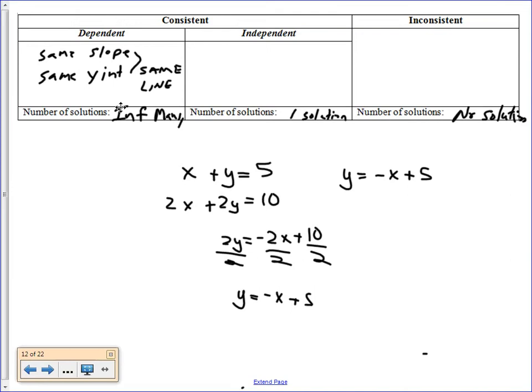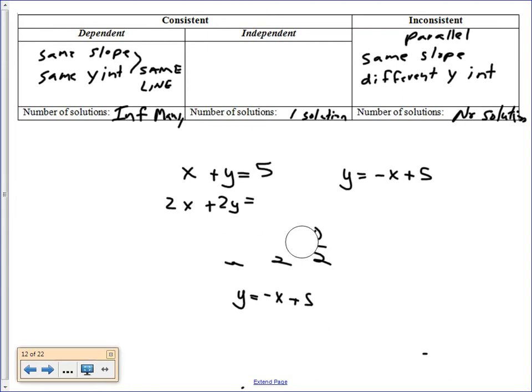Okay? So now I'm going to skip over from a dependent system to the inconsistent system. Remember, what makes a system inconsistent is that the lines are parallel. The reason the lines are parallel is because they have the same slope, but this time, instead of having the same y-intercept, they have different y-intercepts. When they have different y-intercepts, the lines go from being on top of each other to being parallel. Again, I'm just making something up here.